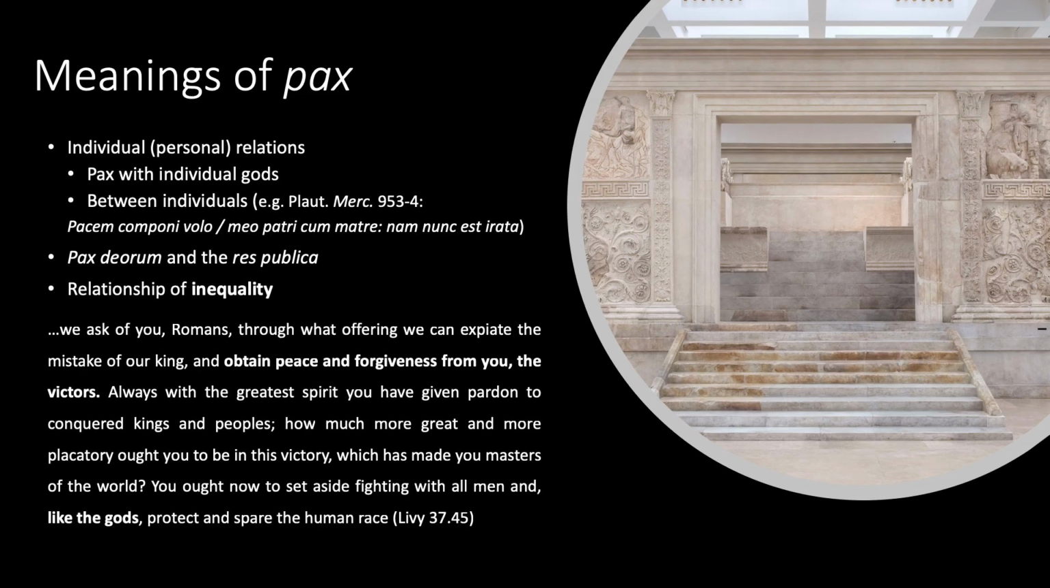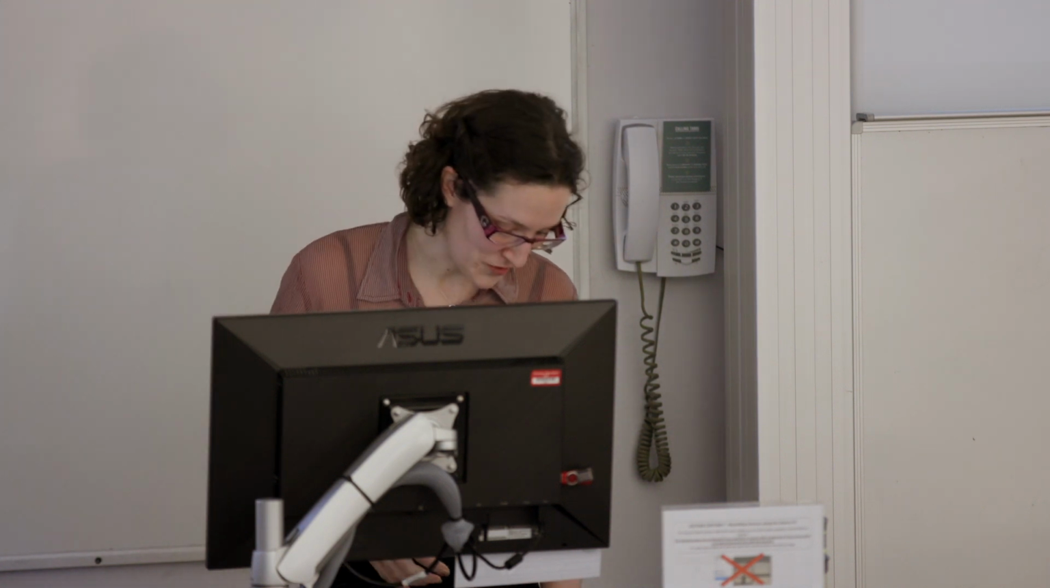Zeuxis says, "We ask of you Romans, through what offering we can expiate the mistake of our king and obtain peace and forgiveness from you, the victors. Always with the greatest spirit you have given pardon to conquered kings and peoples. How much more great and propitiatory ought you to be in this victory, which has made you masters of the world? You ought now to set aside fighting with all men and, like the gods, protect and spare the human race."